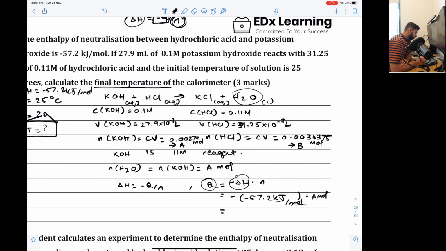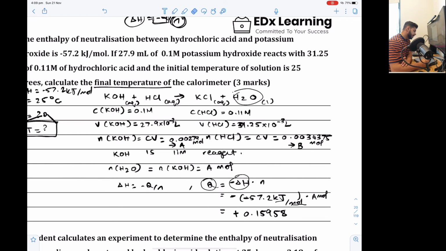What's our answer for Q? Tell me the answer in kilojoules and joules, Gerald. So in kilojoules, I got minus 0.159588. Okay, let's store that as, shouldn't it be plus here? It's minus of minus, so it should be plus. Oh, yeah.